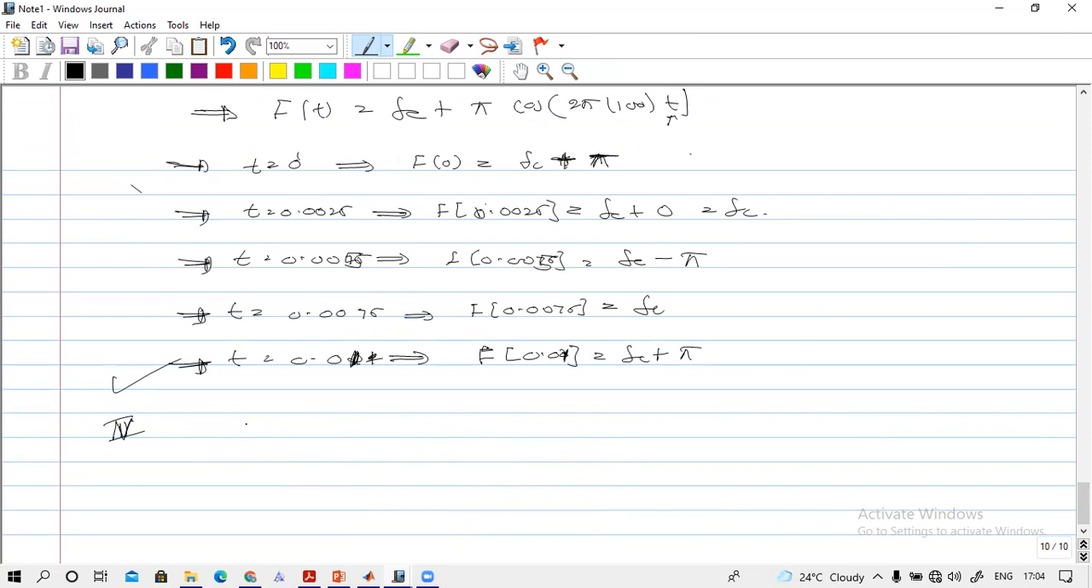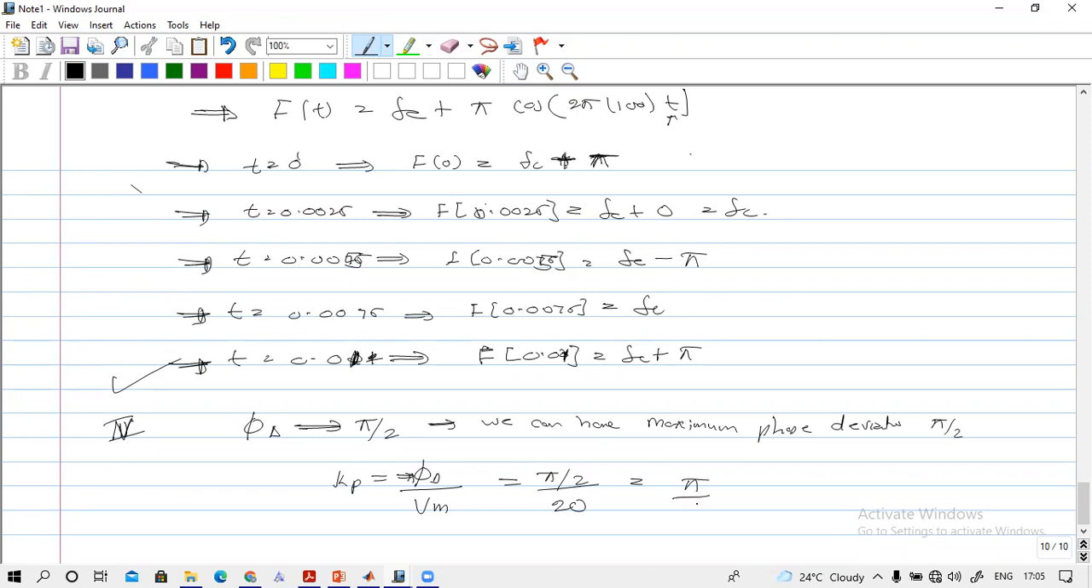What are we asking? We are asked to select the modulation index as 5/2. In other words, it is said that we can have the maximum phase deviation as 5/2. So you know that. So we are asked to calculate the kp. So we know that kp is equal to phase deviation Δφ by Vm, the maximum amplitude. So we know the Δφ is 5/2, and Vm is 20. Okay, so we will get 5/40. So kp is 5/40.